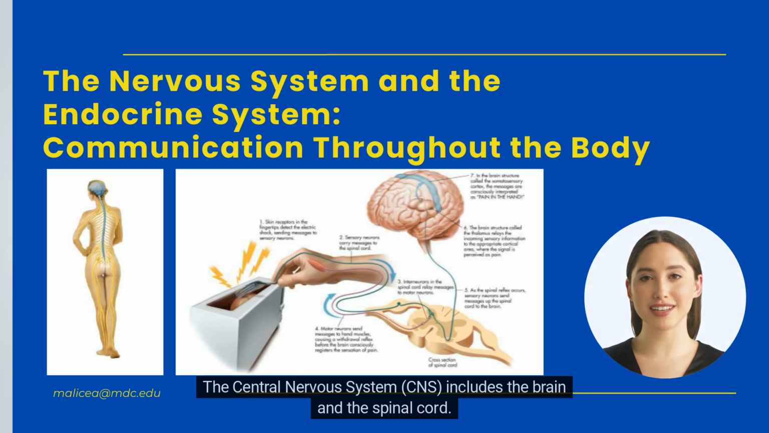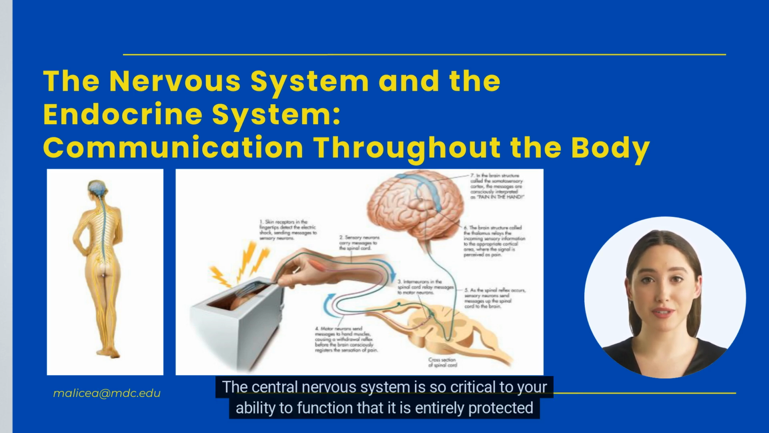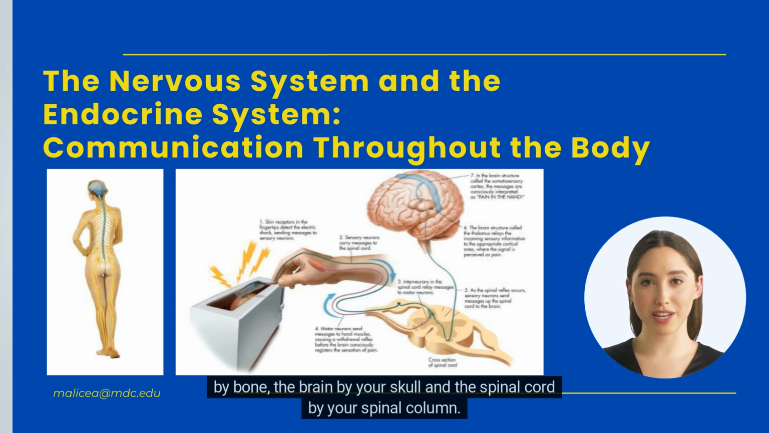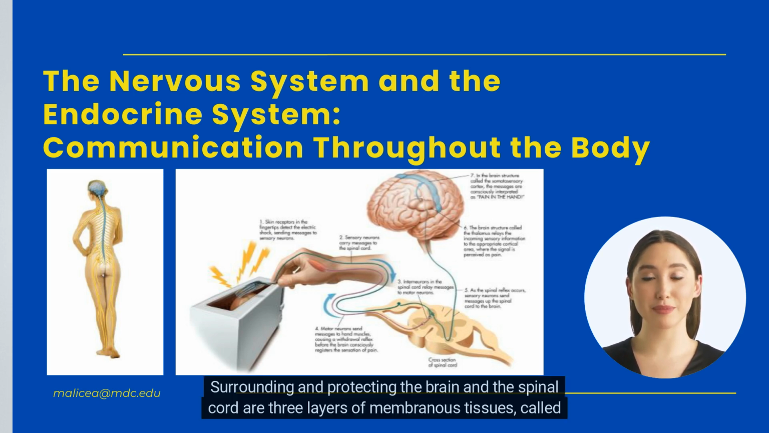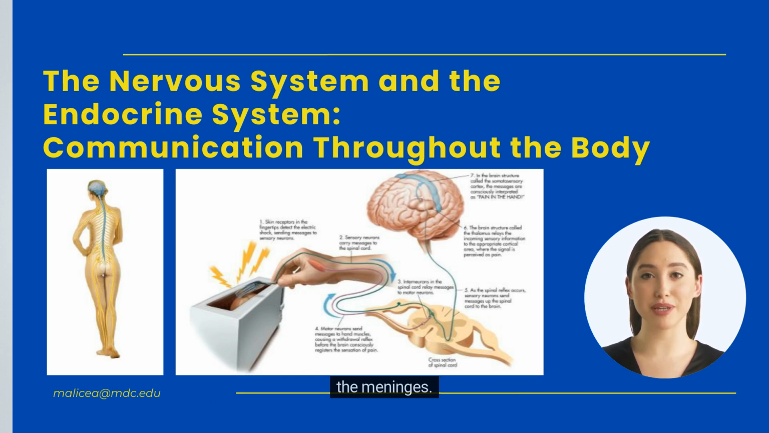The central nervous system, CNS, includes the brain and the spinal cord. The central nervous system is so critical to your ability to function that it is entirely protected by bone, the brain by your skull, and the spinal cord by your spinal column. Surrounding and protecting the brain and the spinal cord are 3 layers of membranous tissues, called the meninges.